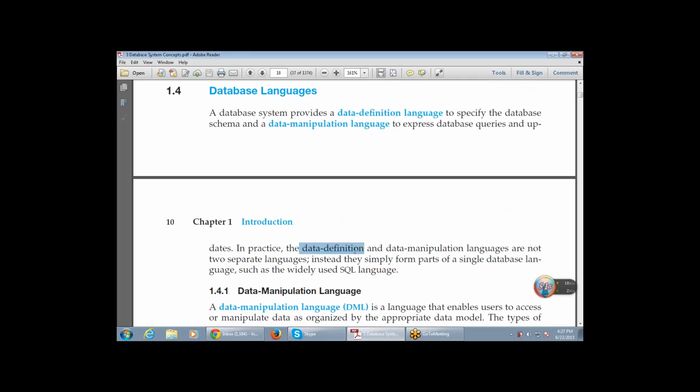In practice, data definition and data manipulation languages are not two separate languages. Instead, they simply form parts of a single database language, such as the widely used SQL language. These are not two different languages, the DDL and the DML, but they are used as a single database language, for example SQL, the structured query language, which includes both the data definition language and the data manipulation language.